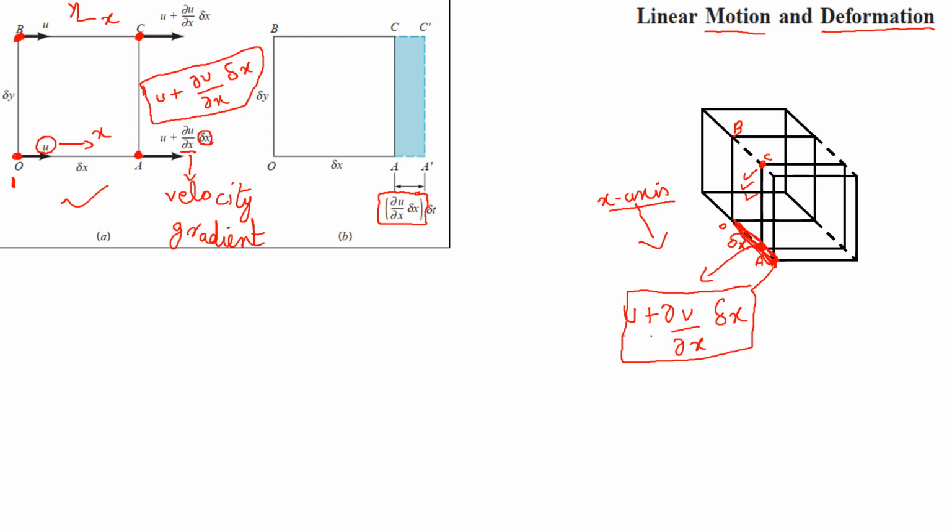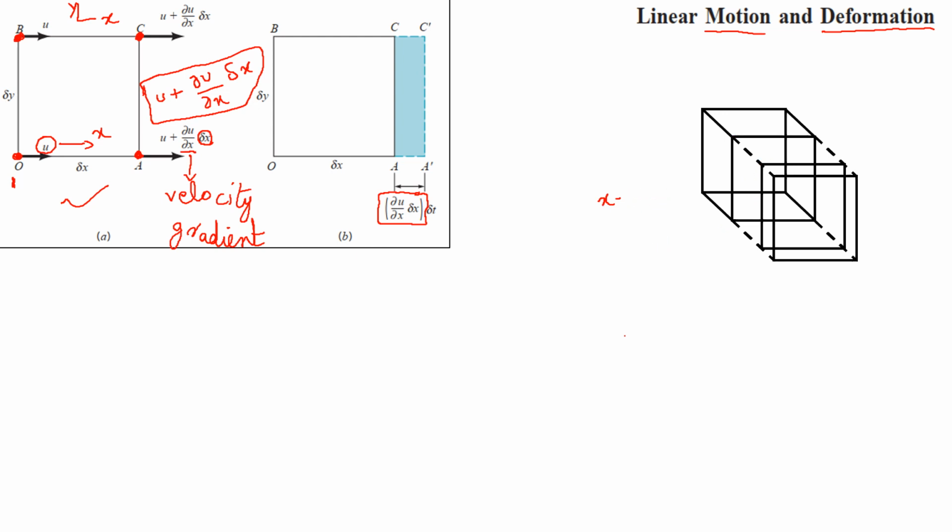So this is what it will look like in a 3-dimensional view, that actually we are talking about a change in the velocity of a face of a cube, not an edge, if we represent it as a 3-dimensional figure. So this is what's happening here. Now let's write some equations for this linear motion and deformation.